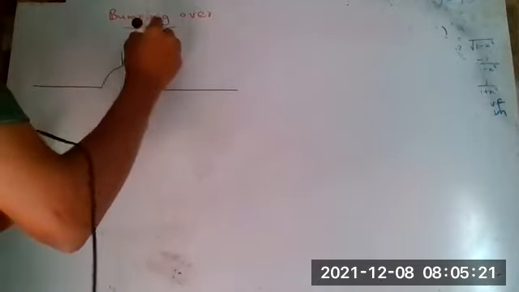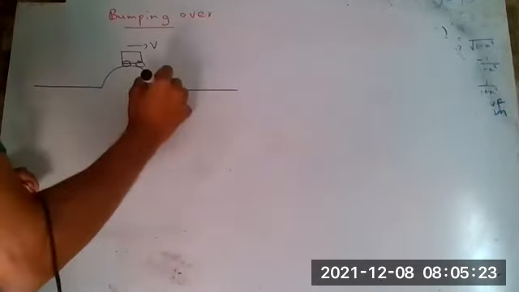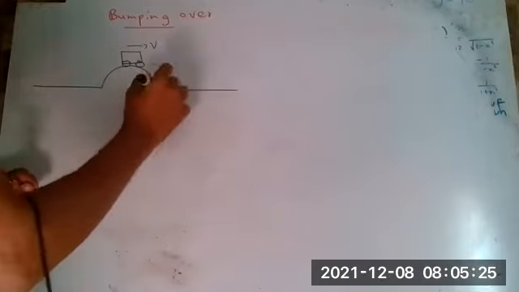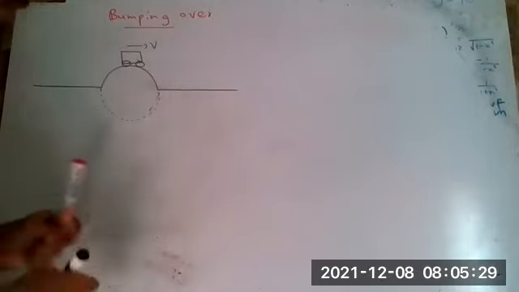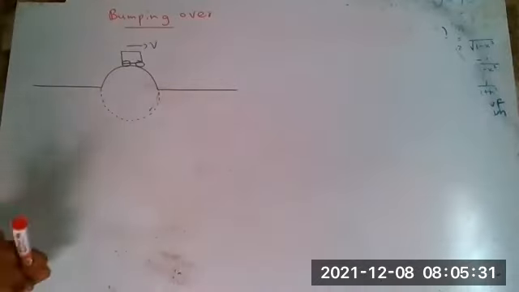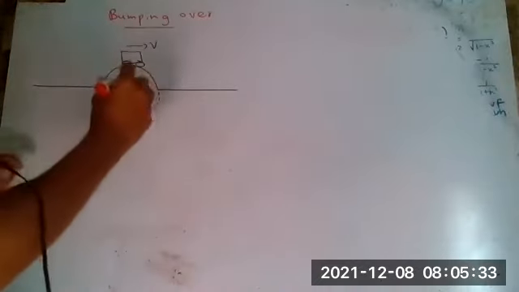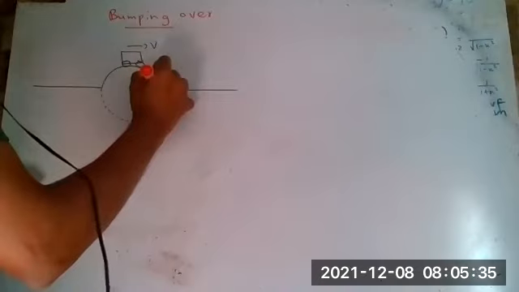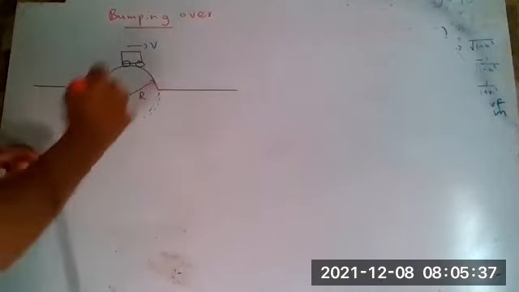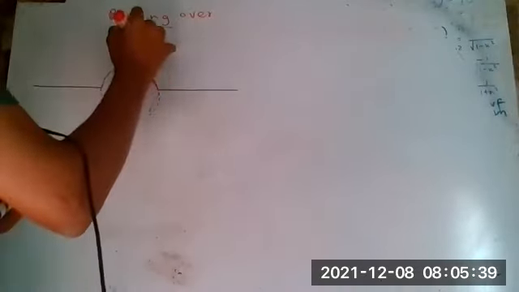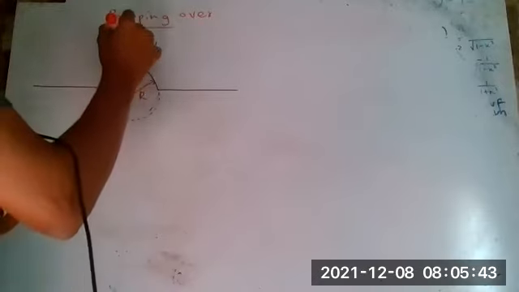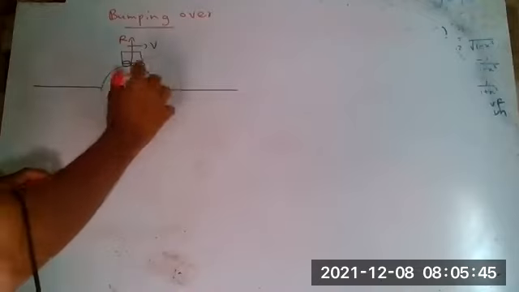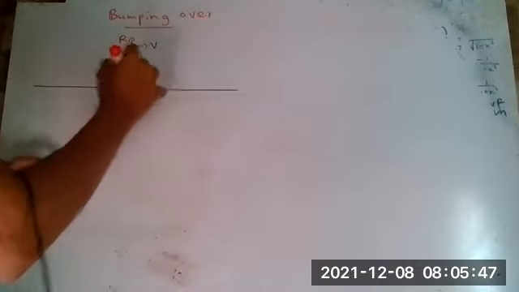The vehicle is going over there with velocity v. So let's say we complete the invisible part of the bump underground, and the radius is r. So the normal reaction will be acting upward. Let's say it is capital R, the normal reaction, the radius will be simple r, and mg will be acting downward.